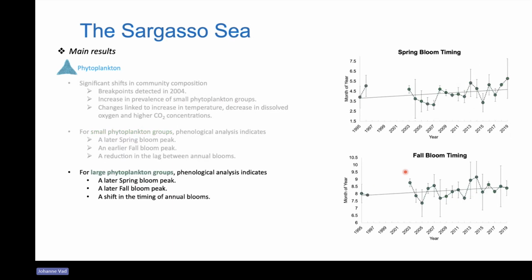If we look at the large phytoplankton groups, we see again that the spring bloom peak is delayed with the years, but the fall bloom peak is also delayed. So here we see more of a shift in the timing of the annual blooms.